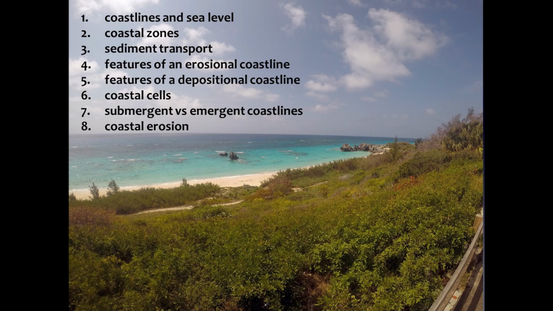We'll take a quick look at sediment transport, especially in terms of how sediment is transported and deposited on the beach. We'll look at features of both erosional coastlines and depositional coastlines. We'll take a look at the concept of coastal cells. I'll talk a little bit about submergent versus emergent coastlines. This has to deal with sea level. And finally, we'll finish off by taking a look at coastal erosion.